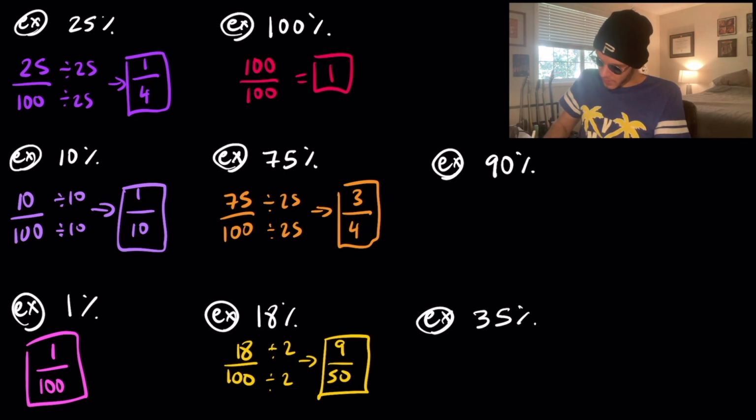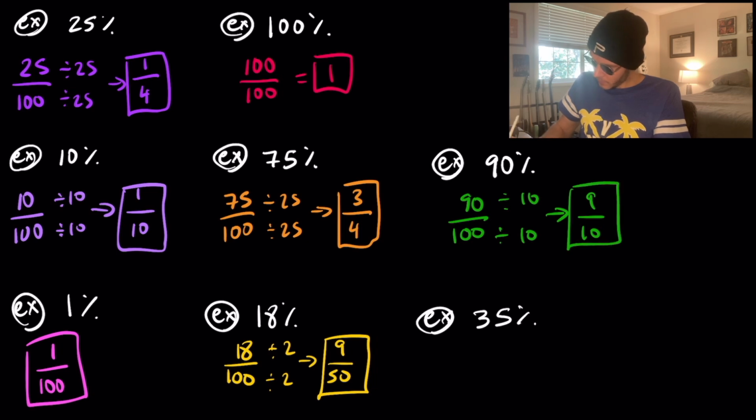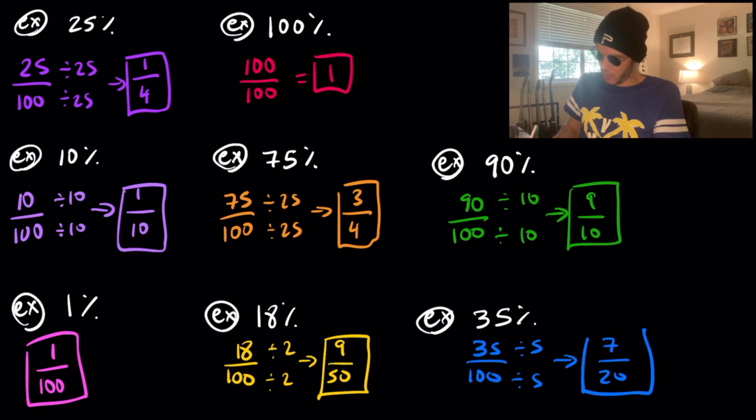All right, 90%, again, 90 out of 100. I can divide both the numerator and denominator by 10. So I'll get 9 out of 10. And the last one here, 35%, 35 over 100. And I can simplify both the top and bottom number by 5, which is going to give me 7 over 20. I can't go any further, so 35% is 7/20.